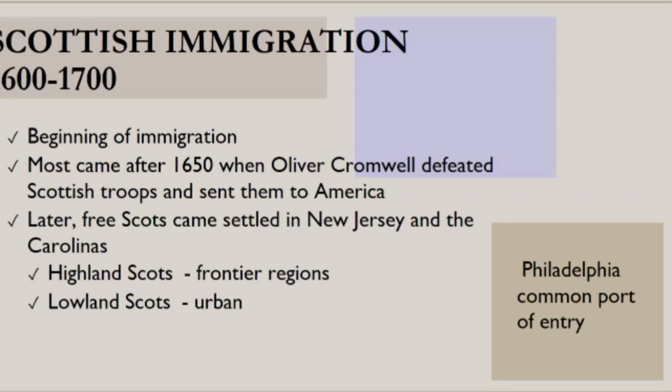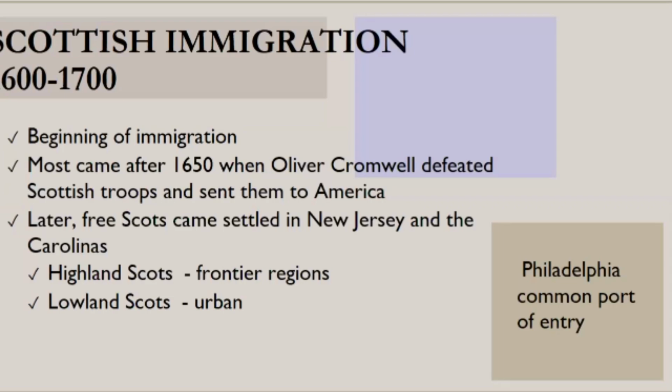Whereas on the opposite end, the Lowland Scots would settle in the urban areas, like the major cities like Philadelphia and Boston and that sort of thing. Totally different from where they were before in the old country. A lot of times you'll notice when you're tracing immigrant origins that the immigrant would settle in areas that reminded them of their home. The Scots were a little bit different in that respect.